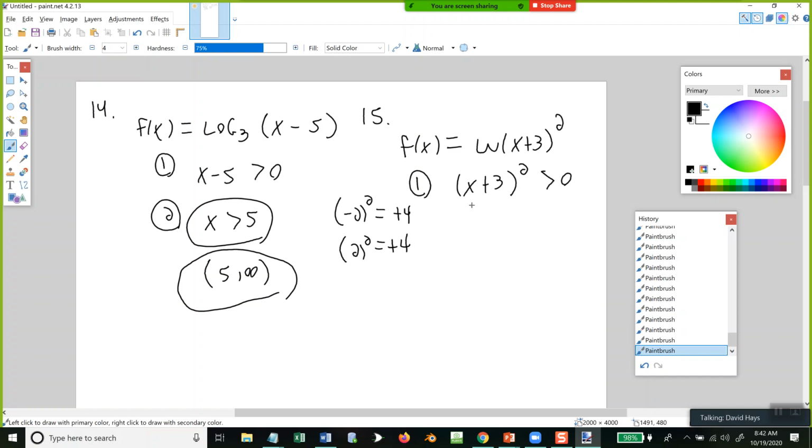Now there is one issue, and that's there's a value we can plug in here that causes it to equal 0, which would not be greater than 0. How I can find that is if you just set the x plus 3 equals 0, you get x equals negative 3. If I put negative 3 in here, negative 3 plus 3 is 0. 0 squared is 0. 0 is not greater than 0. So x cannot equal negative 3. It can be equal to anything else, but can't be that value.